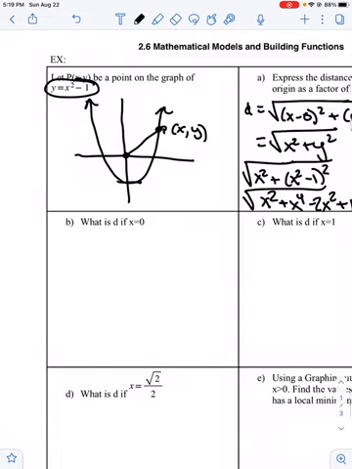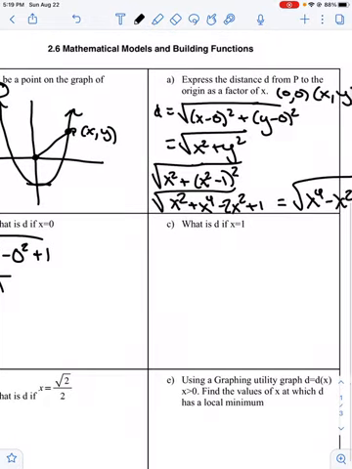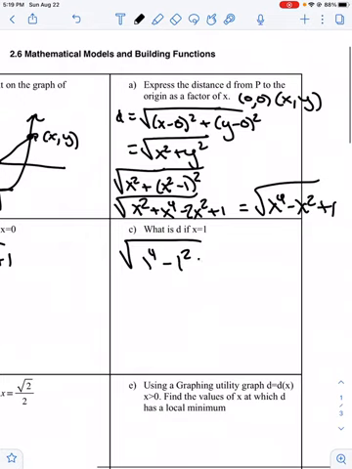Then we're going to do, what is d if x equals 0? So we're just plugging 0 into that equation we just found. So the square root of 0 to the 4th minus 0 to the 2nd plus 1, which equals the square root of 1, which is 1. Now we're going to try when x equals 1. So the square root of 1 to the 4th minus 1 squared, and then plus 1. 1 to the 4th is 1, 1 squared is 1, so 1 minus 1 is 0, and then 0 plus 1 is 1, which equals 1.